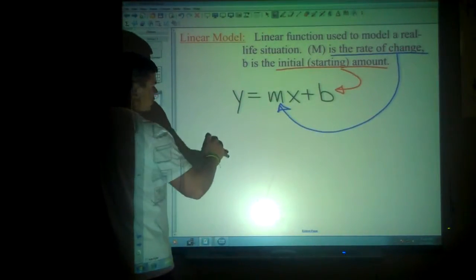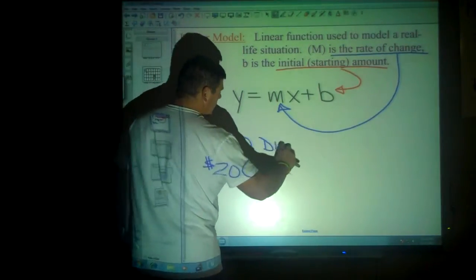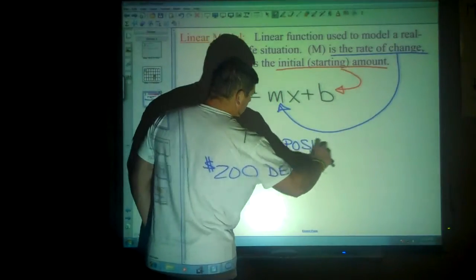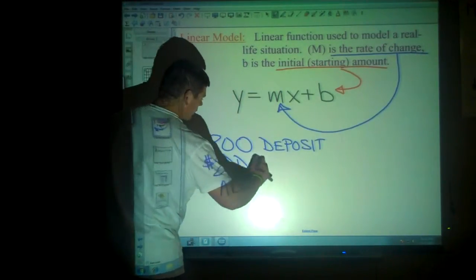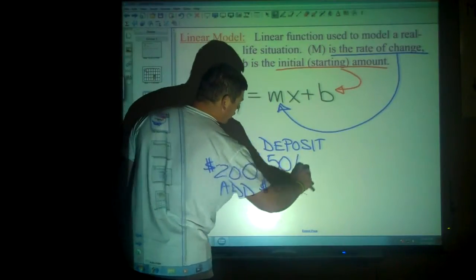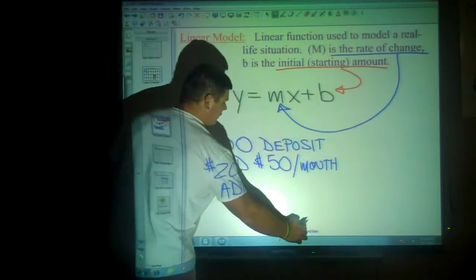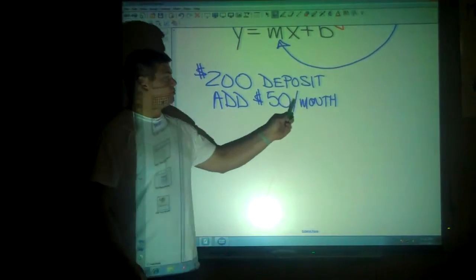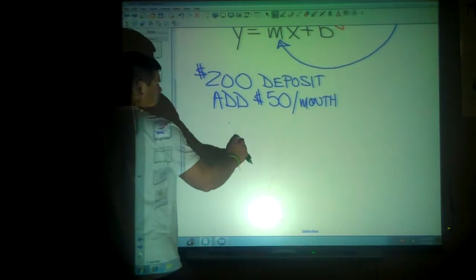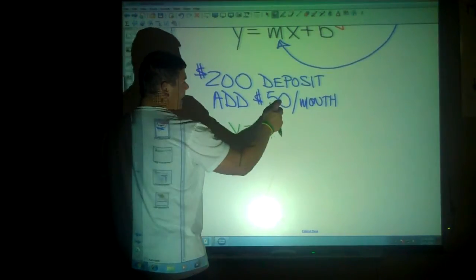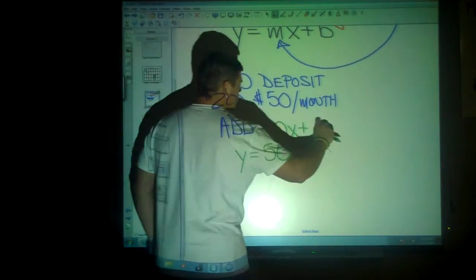For example, I could say $200 into it, which would be called a deposit, and I add $50 per month. Now, sometimes you can listen for a key word like $50 per month. It's a pretty good indicator that you're dealing with rate of change. So I would write this as y equals mx plus b, my starting amount.